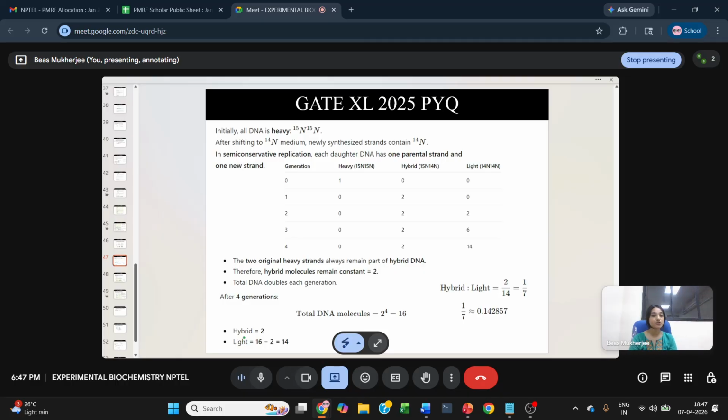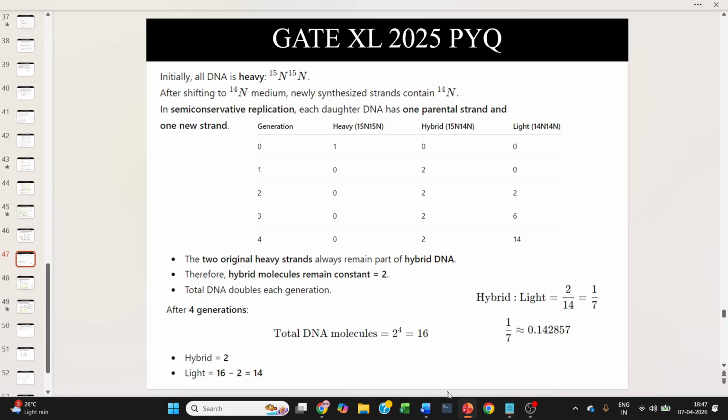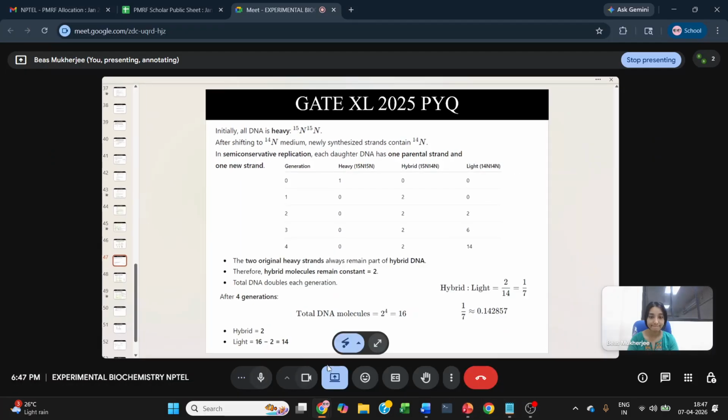Hybrid to light is 2 divided by 14, that is 1 by 7, and 1 by 7, if you convert it, it becomes 0.14. Right, so the right answer would be 0.14. Give me a second, I will be back. Okay.